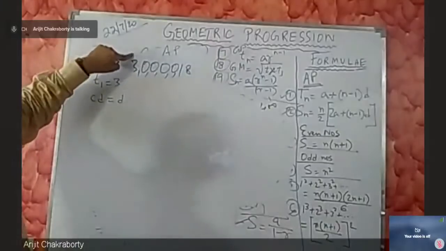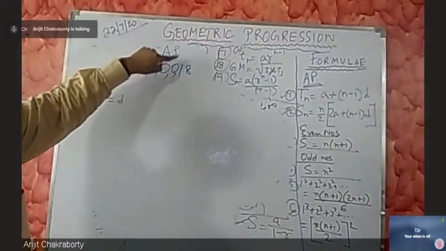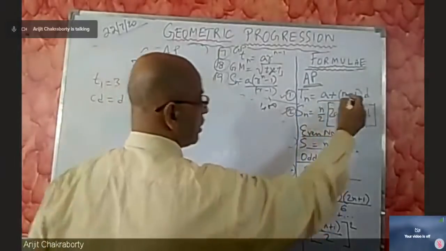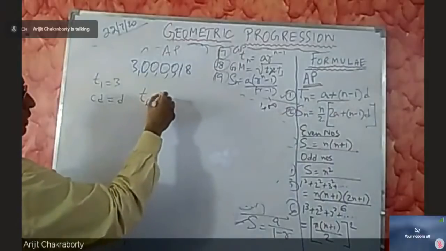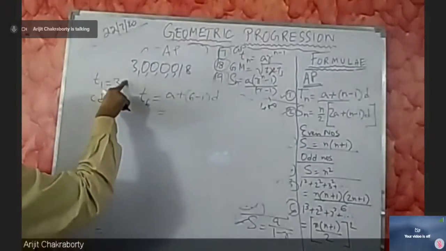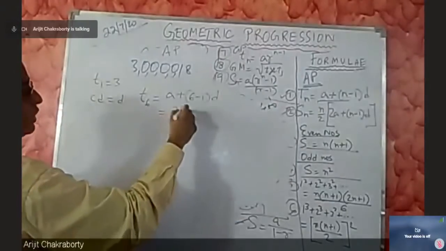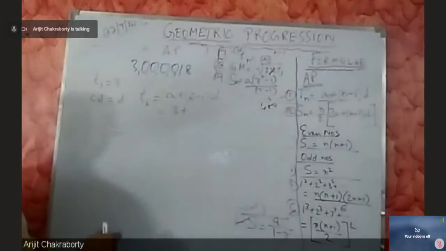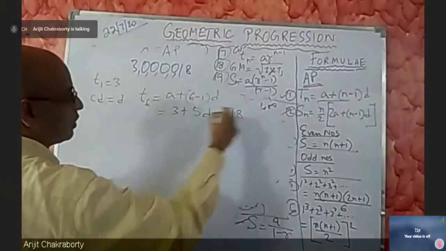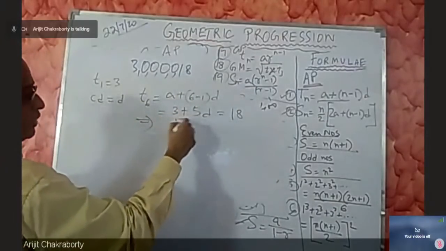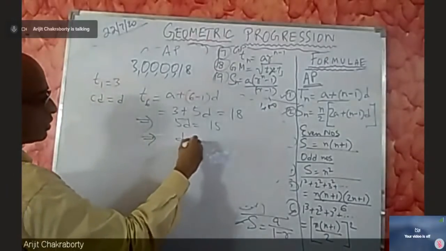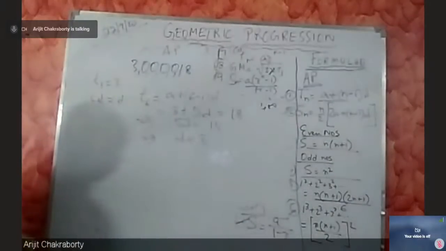That means 3 is term 1, 2, 3, 4, 5, 6. Term 6 is 18. We know from this formula, term 6 in an AP is equal to A plus 6 minus 1 into D. A you know is 3. So 3 plus 6 minus 1 is how much? 5. 5 into D. This is equal to given 18. So 5D equal to 15. 18 minus 3 is 15. Therefore, D is equal to 15 by 5, that is 3.